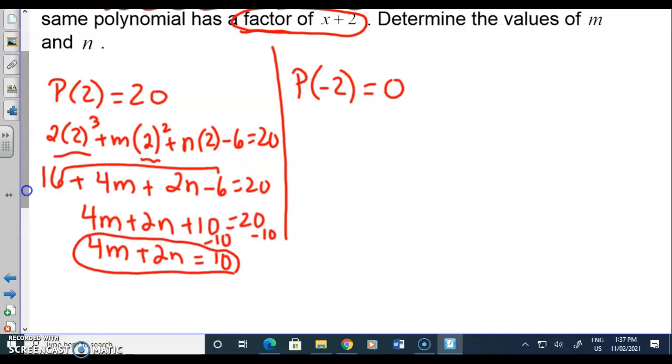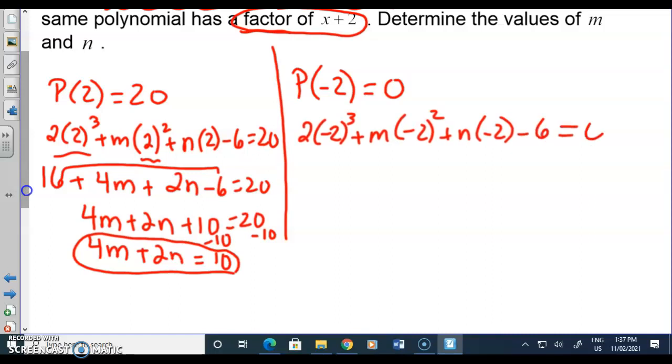Do the same thing for your second number, negative 2. This time you're going to plug in negative 2. So we have to be careful with our negatives here. I'm going to plug in negative 2 again. And I'm going to have minus 6, but this time it's going to equal 0, because remember, we knew it was a factor. When I evaluate it, I get negative 8 times 2 is negative 16. I get negative 2 squared is 4, so I get 4m. Negative 2n subtract 6 equals 0.